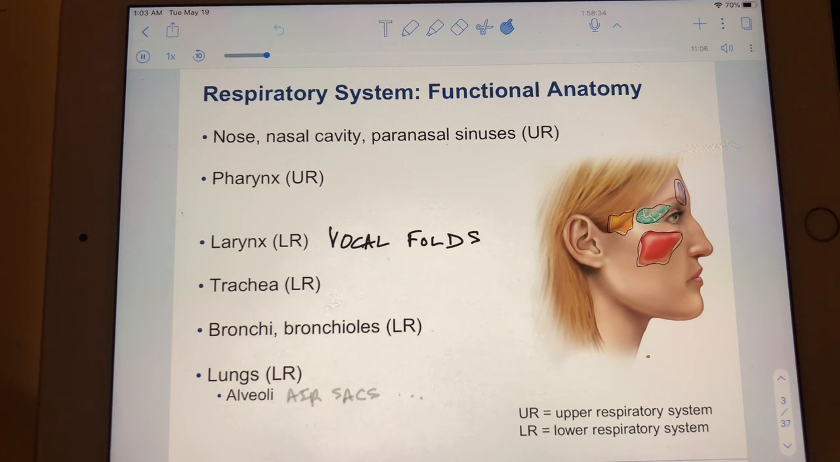Upper respiratory system includes the paranasal sinuses, the nose, the nasal cavity, the pharynx, which you probably think of as the back of your throat, but your pharynx is actually quite extensive. Whereas lower respiratory system includes at least the lower half of the larynx, the trachea, the bronchi, and there are many stages, if you will, of bronchi. We have primary bronchi, secondary bronchi, tertiary bronchi, the bronchioles, and unfortunately there are many flavors of those as well, the lungs in general, and then alveoli, which some people will call air sacs.